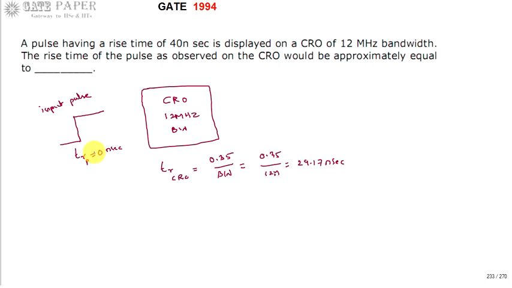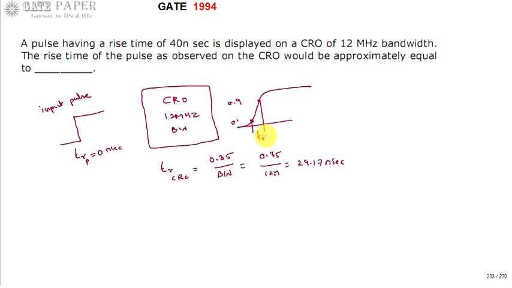If you are applying a zero rise time pulse at the input, it is displayed with a rise time of 29.17 nanoseconds on the CRO output. So this is going to be represented like this. And we know the definition of rise time: it is the time difference for the output to reach from 10% to 90%. If you assume 10% as 0.1 and 90% as 0.9 times the maximum, this is going to be treated as the rise time.